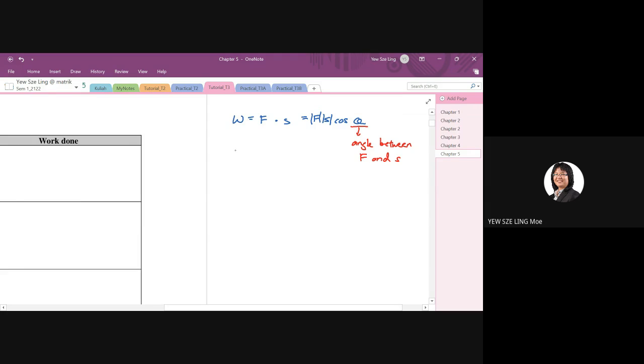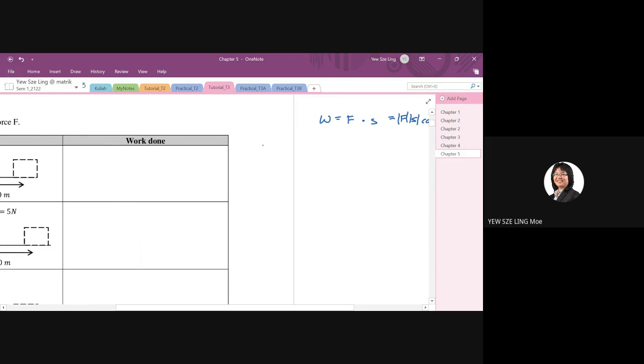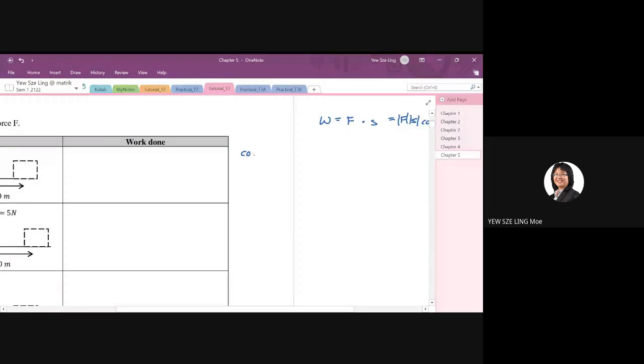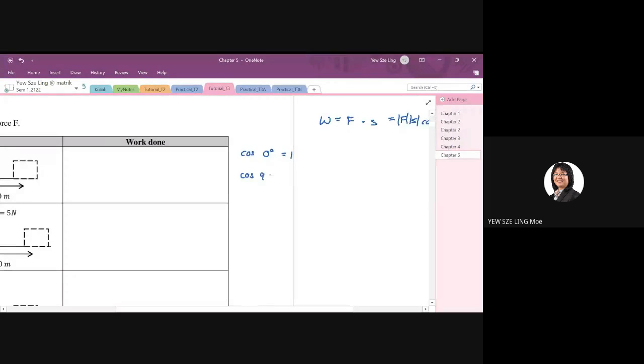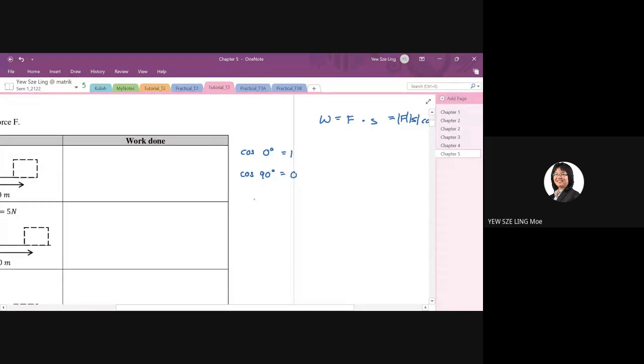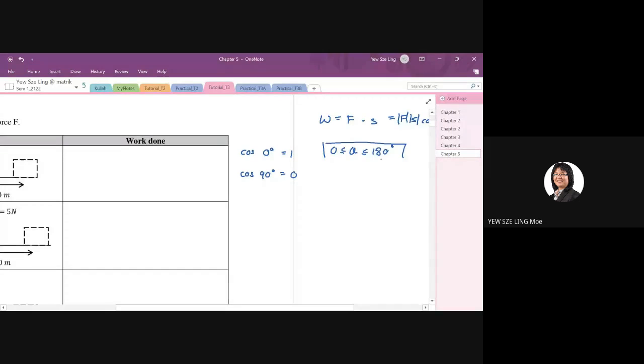So now in physics, we often look at these few angles. The first one is cos 0 degree, it gives us 1. And then we have cos 90 degree, which gives us 0. And when it comes to work done, we're going to look at the angles in between 0 until 180 degrees. So these are the angles that we're going to look at in work done.